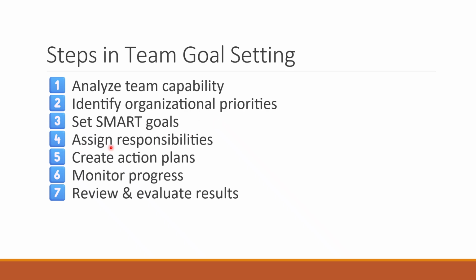Once the goal is set, we move on to assigning responsibilities to each of the team members. So each member knows what part they will play in order to achieve the goal. Then the fifth step is creating the action plan. This means breaking the goals into smaller tasks and timelines and then starting to work on it. When they start working on it, there is a need to monitor the progress regularly. So we need to check if the team is on track or not. And finally, we go for review and evaluate the results. We modify the goals if challenges arise during the process or if the performance improves faster, right?